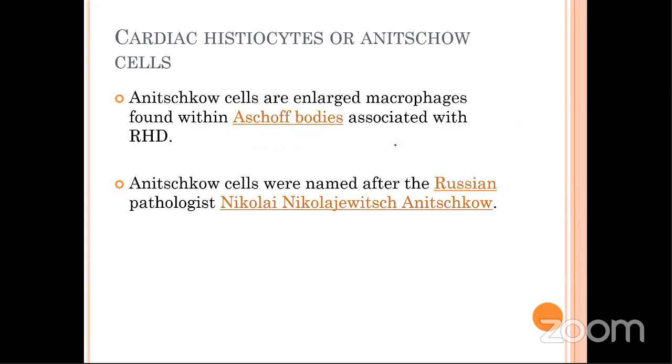Now coming to these cardiac histiocytes or Anitschkow cells, what are these? Anitschkow cells are large macrophages present in the heart. And where are they found? They are found within the Aschoff bodies associated with rheumatic heart disease. They were named after the Russian pathologist Nikolai Anitschkow.